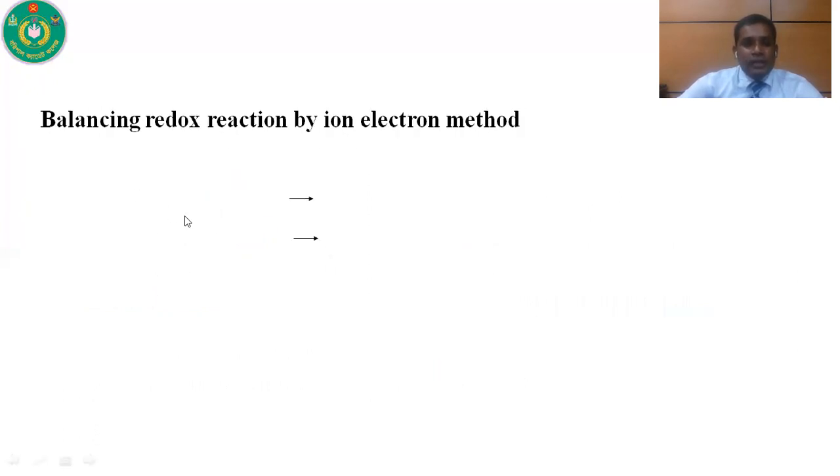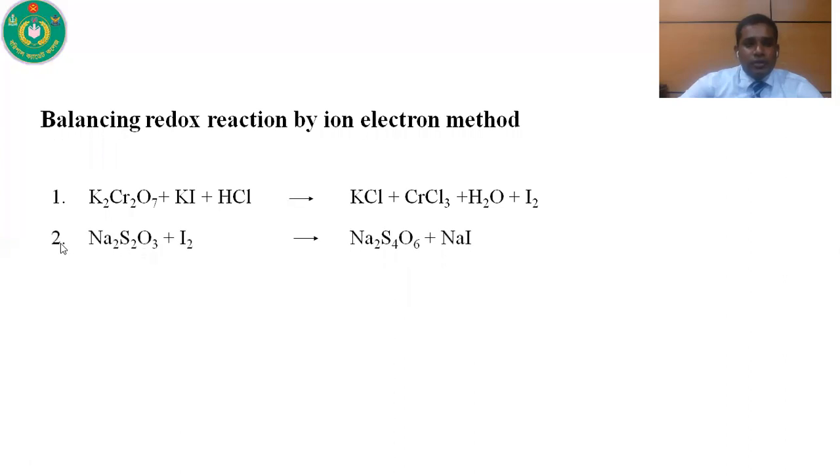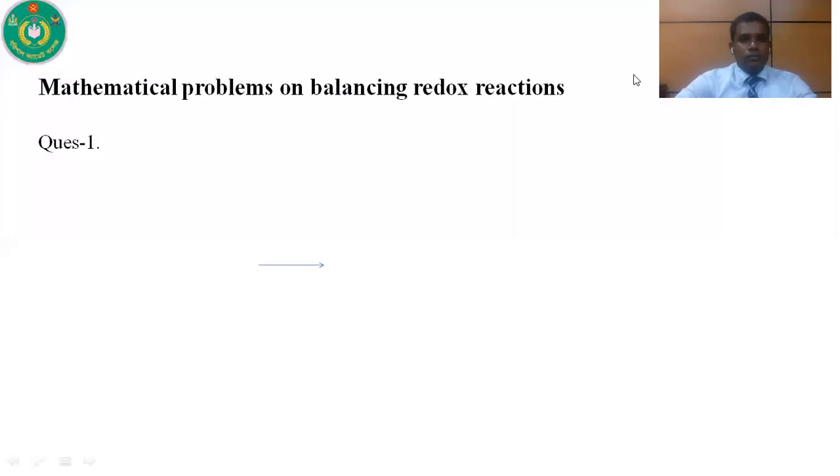So for your better understanding, I include here another 2 examples. The first one is when potassium dichromate reacts with potassium iodide in the presence of hydrochloric acid, we get potassium chloride, chromic chloride, water, and iodine. And in reaction 2, sodium thiosulfate, when it reacts with iodine, we get sodium tetrathionate and sodium iodide. Here I include a mathematical problem on balancing redox reactions.